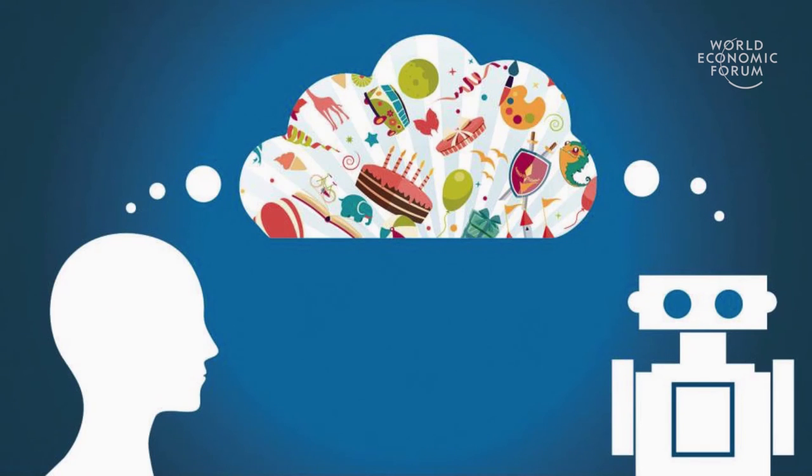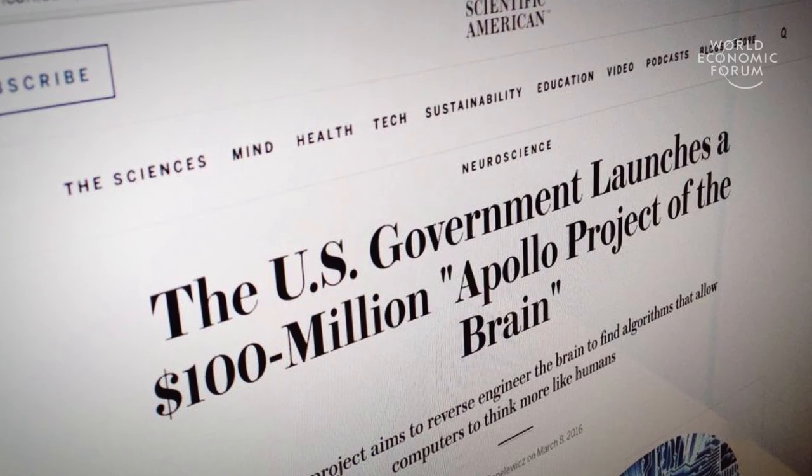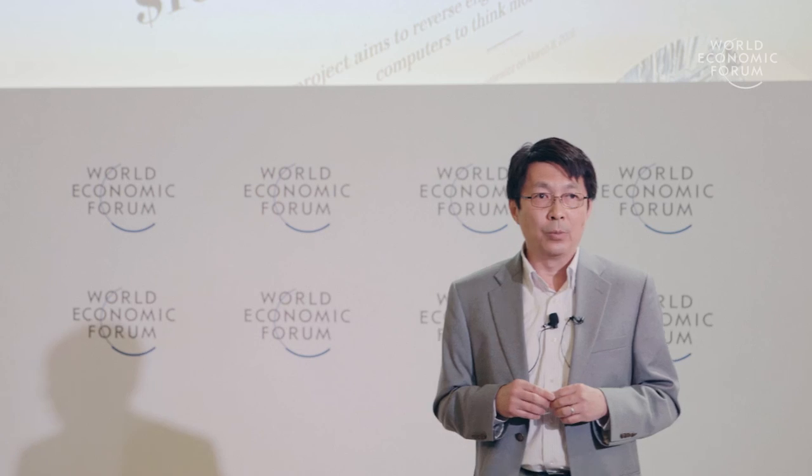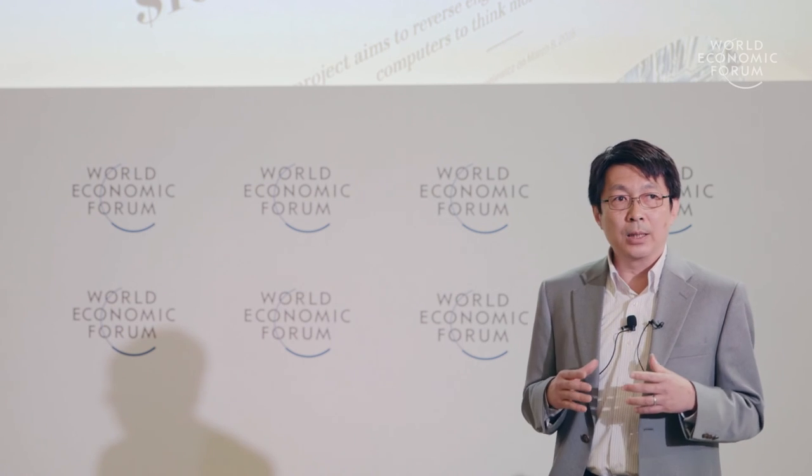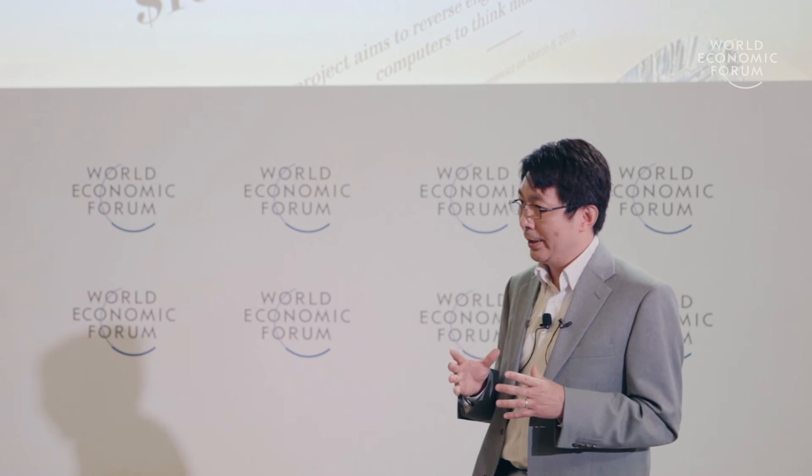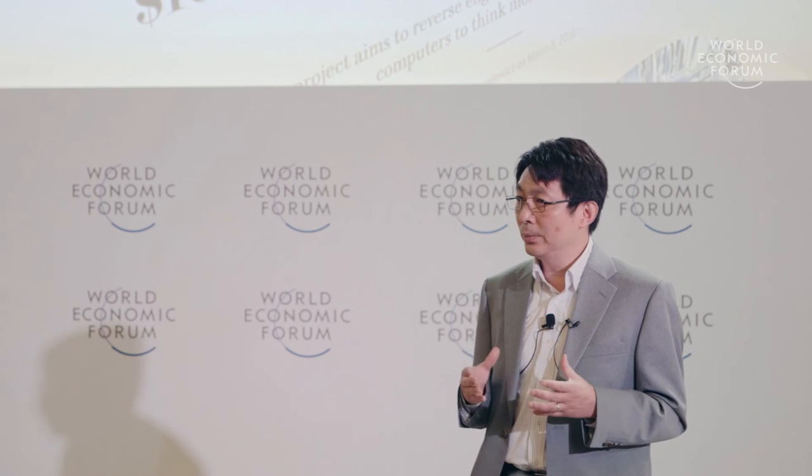So we want to give this capacity of creativity and imagination to computers so that they can learn automatically like a baby. As a part of this large-scale Apollo project of the brain recently launched, we at Carnegie Mellon are studying the actual neural circuits that enable our visual systems to see and imagine. And we want to put this to work in computers.